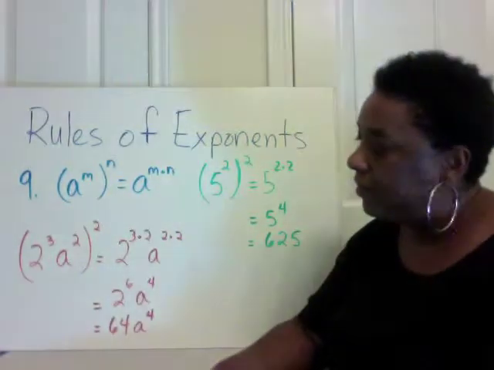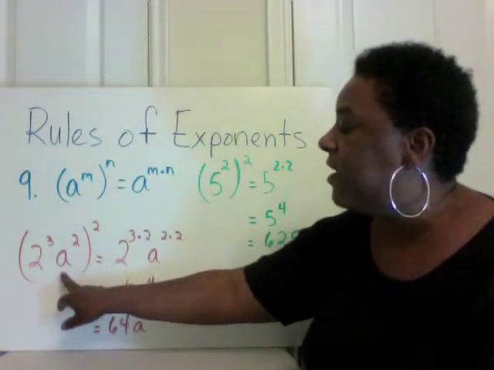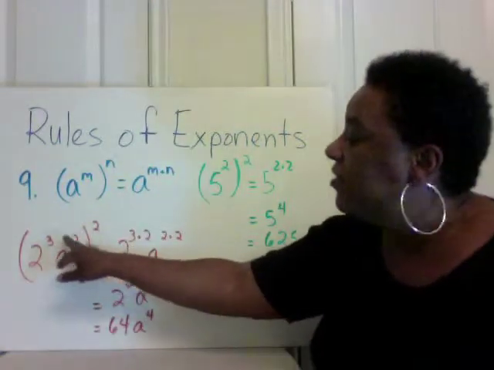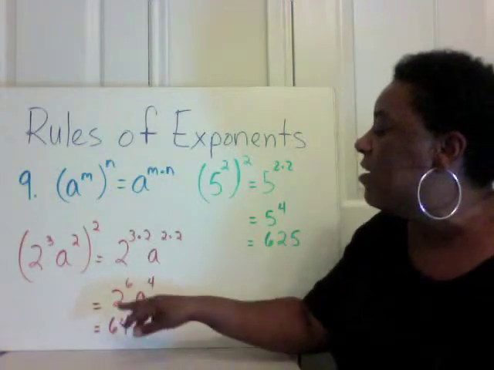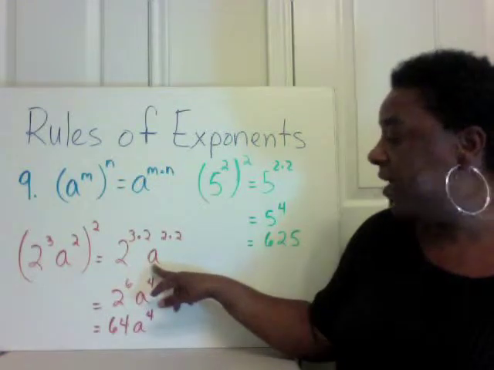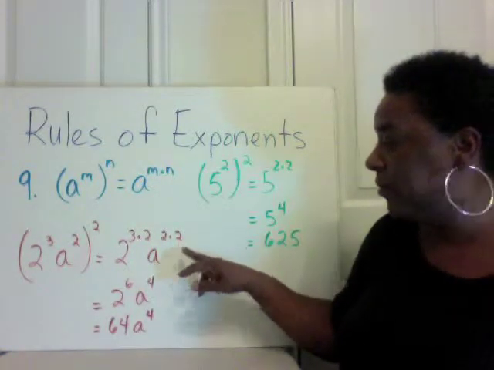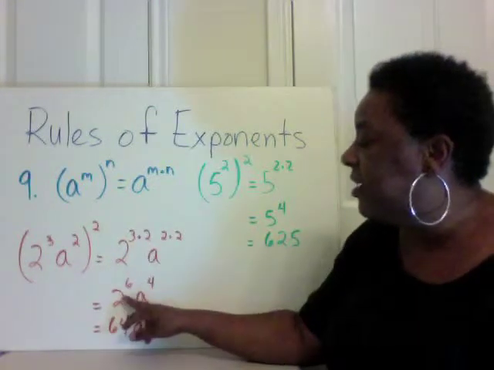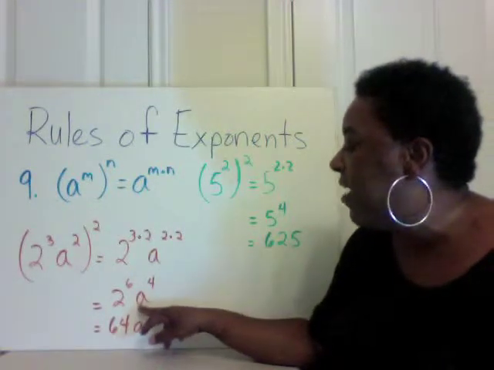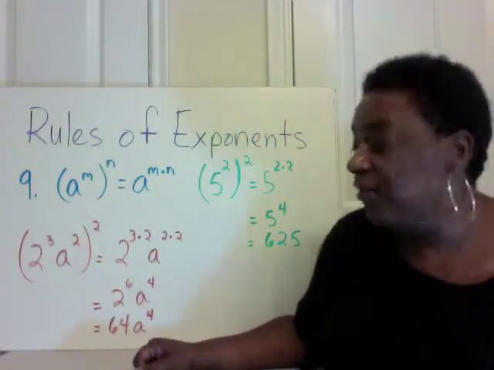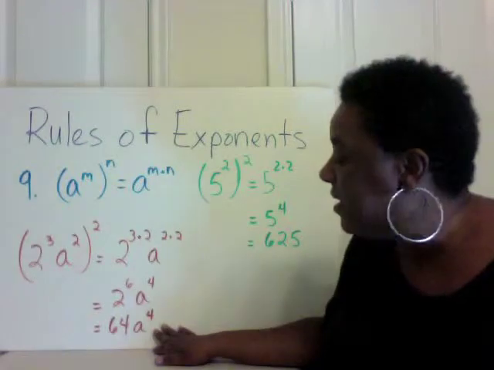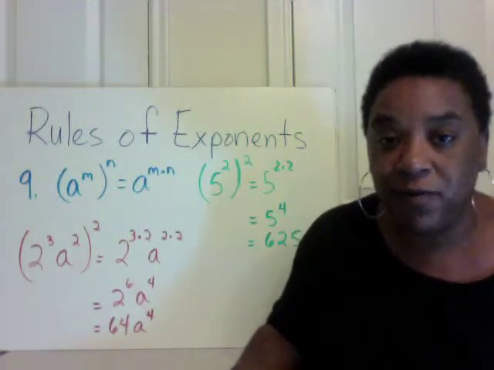Here's another example. We have 2 to the power of 3 times a to the power of 2, all raised to the power of 2. And so when we distribute this exponent to each one of our bases, we get 2 raised to the power of 3 times 2 times a raised to the power of 2 times 2. 3 times 2 is 6, and so we have 2 to the power of 6. And 2 times 2 is 4, so we have a to the power of 4. Now 2 to the power of 6 is 64, and so our final answer in this example is 64 times a to the power of 4.